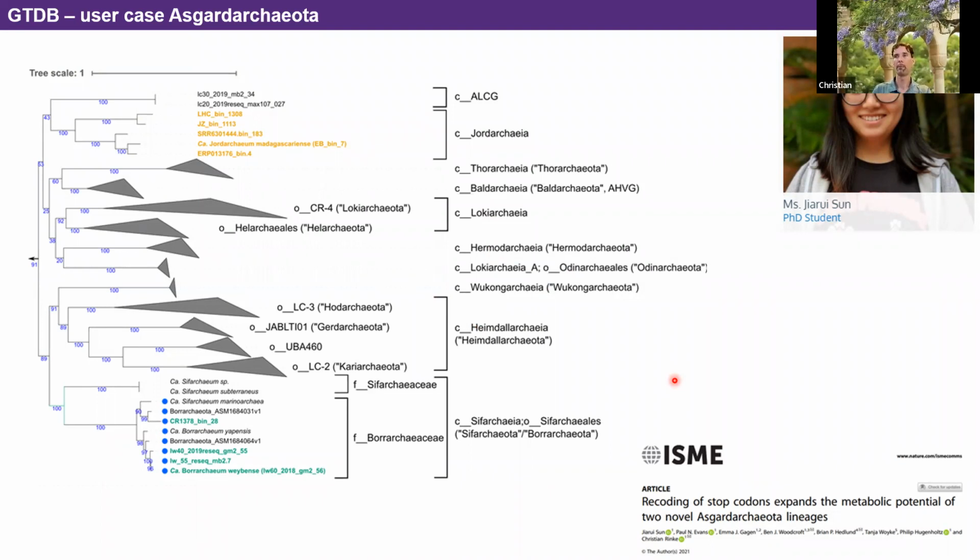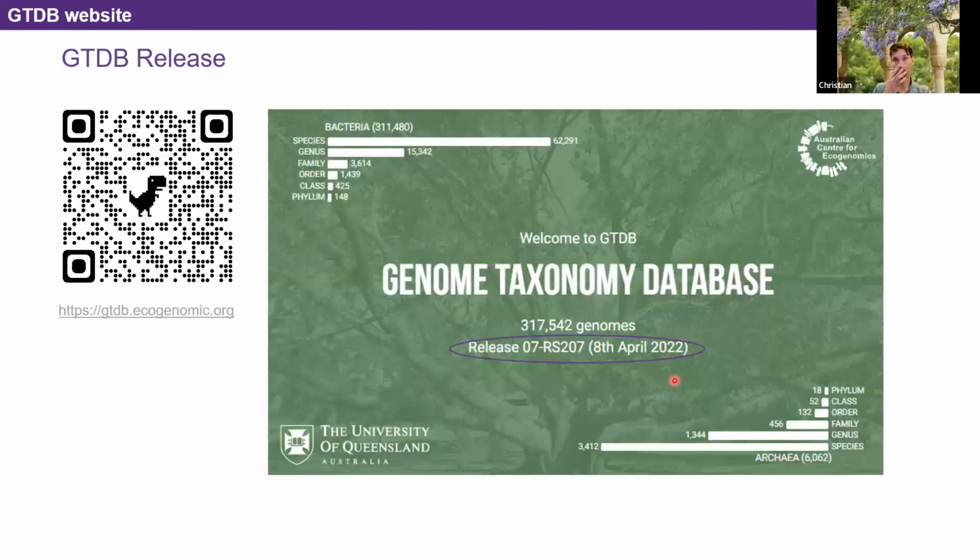Okay, GDP releases. Yes, I mentioned that already earlier, that GDP is released every 9 to 12 months. So we try to be as quick as possible, but as I mentioned, there is a lot of manual curation involved in that. The latest release is from April 2022, and I can tell you we're already working on the next release. Again, GDP website.